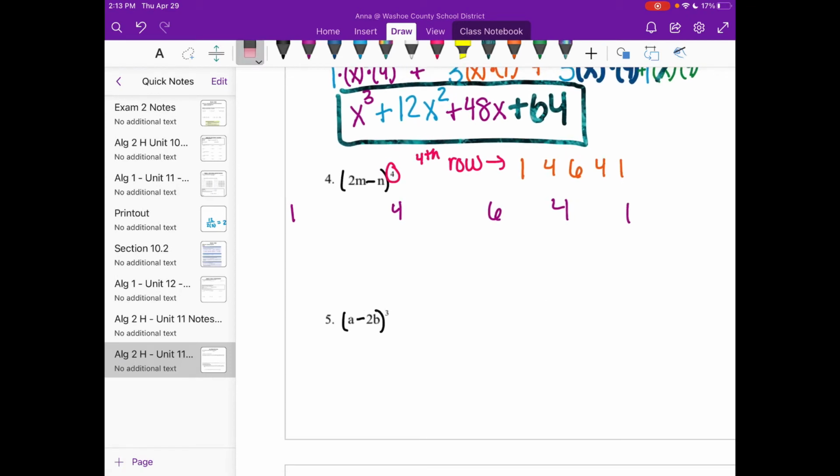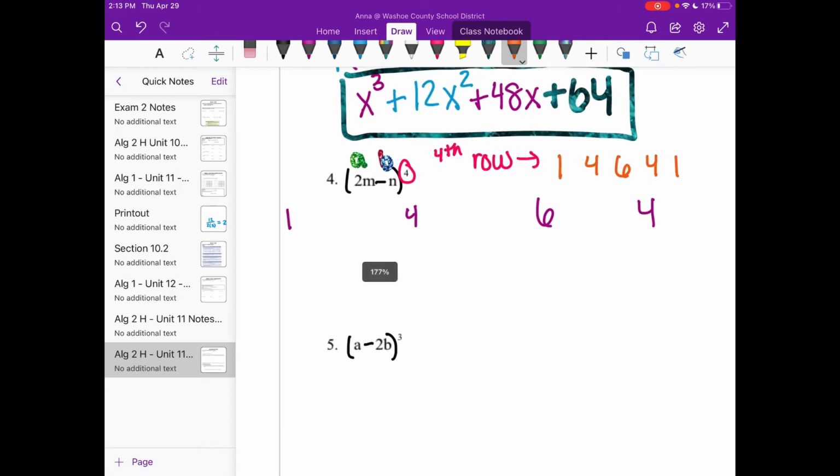Ooh, I didn't leave myself enough room. That's okay. All right, 1, 4, 6, 4, 1. Then let's look at our A and our B. So this time we have to be a little careful because we have a negative on that n. So we just need to think about, okay, when is this going to be negative? When is it going to be positive?